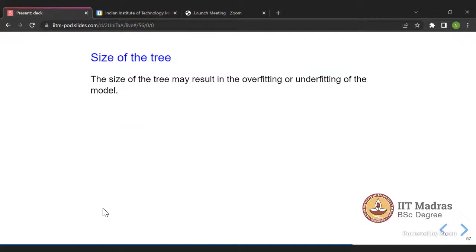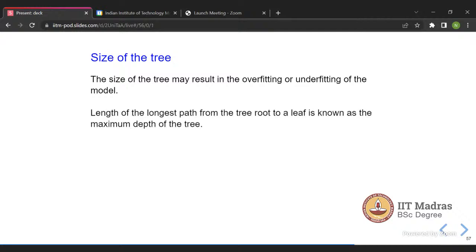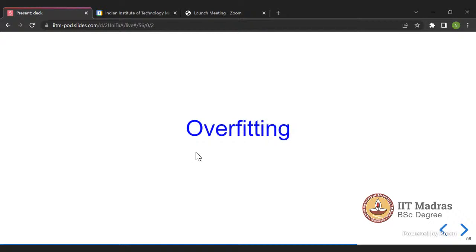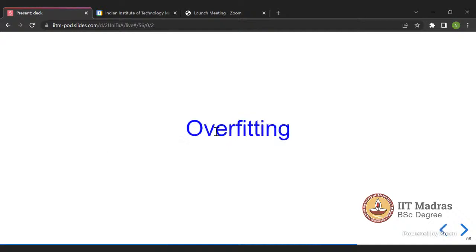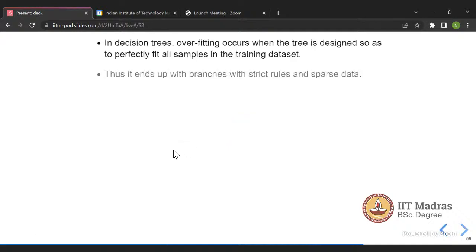Okay, so up to here we have found how to make the full tree, how to split our data set, how to find the best split point and how to find the best attributes to split. Right now, the size of a tree is defined as the longest path from the root node to the leaf. That is going to be the size of the tree, and the root node itself is considered to be of size 0. And the size of the tree is a determining factor for overfitting and underfitting. Let's look at how it may overfit and underfit.